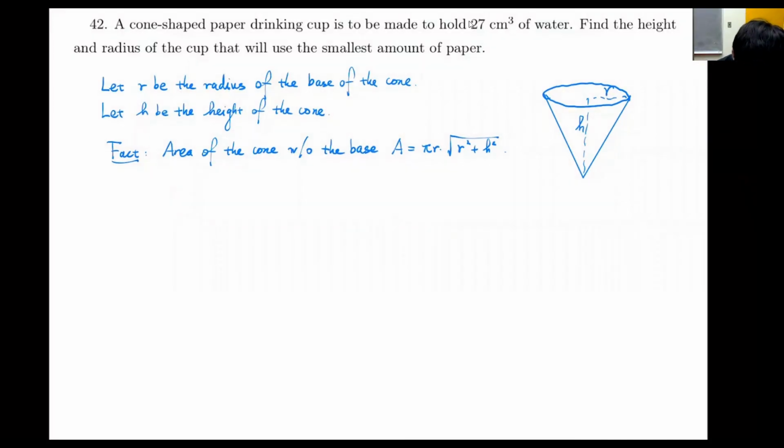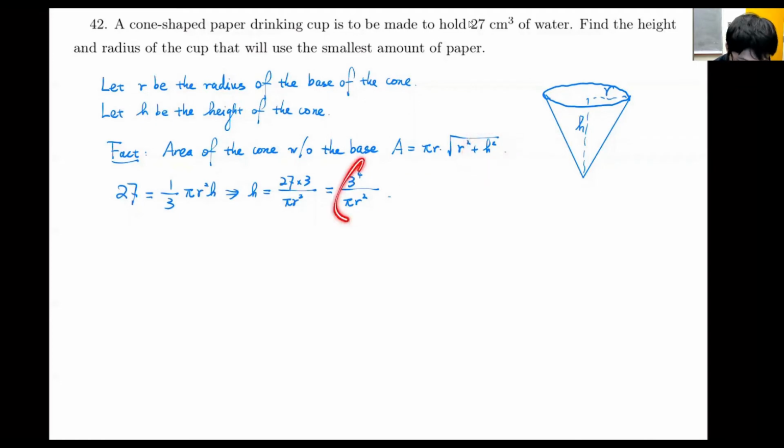From the fact that volume is 27, we know that 27 equals 1/3 pi r squared h. So from this, we will be able to get h equals 27 times 3 divided by pi r squared. And instead of writing 27 times 3 as 81, I would prefer to write it as 3 to the 4th power divided by pi r squared. This is because I know there will be a lot of square roots going on here, and writing it this way is probably going to simplify the arithmetic afterwards.